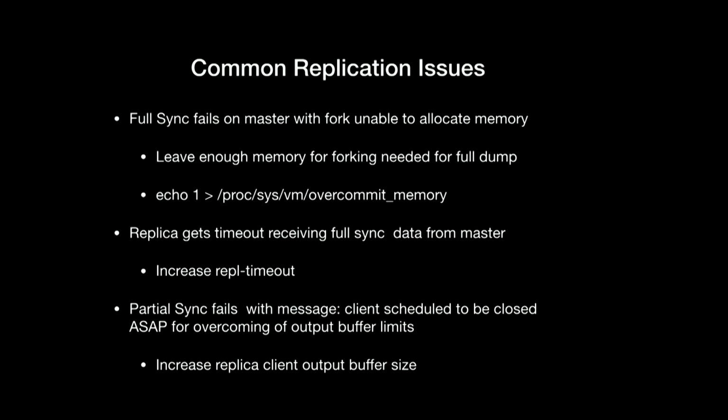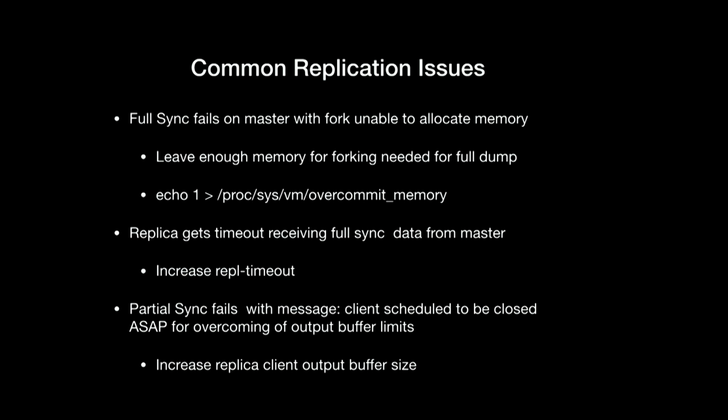So this is my last slide before I dive into demo mode, where I demonstrate some of the things that we learned today. I just wanted to share some of the common replication issues that you see in production. One common thing is your full sync fails. This is a common message: fork was unable to allocate enough memory. And this is very common when you host multiple Redis instances per host, right?